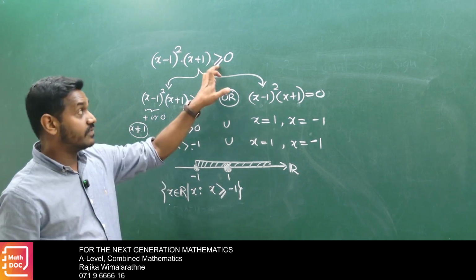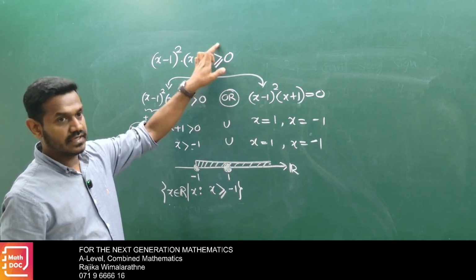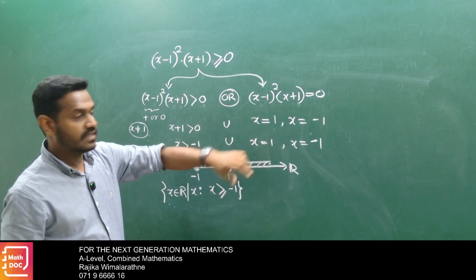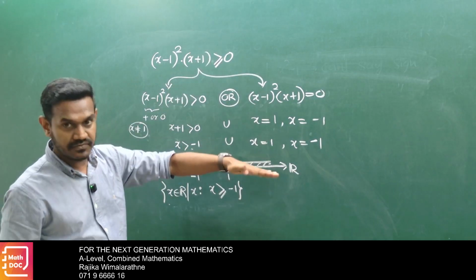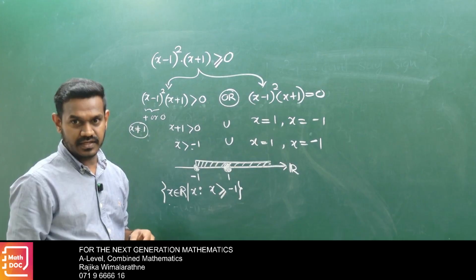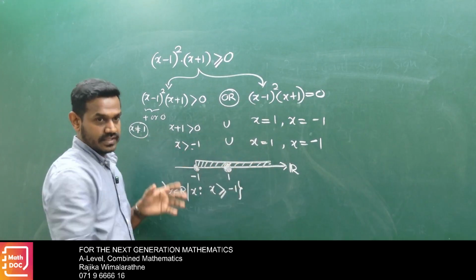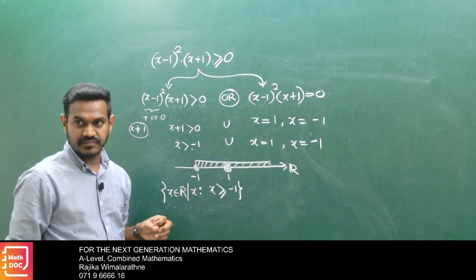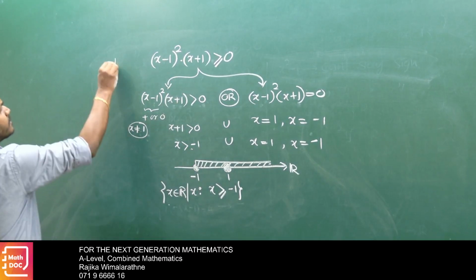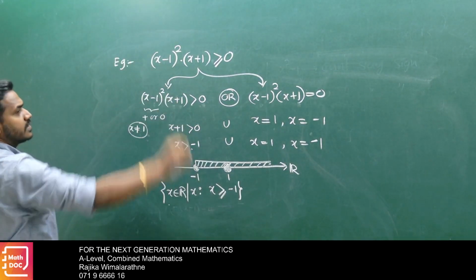When you have a greater than or equal thing, you separate inequality and equality, solve the inequality, solve the equality, and gather them together. So we have to take all together. That is the important thing. Okay, do that example.